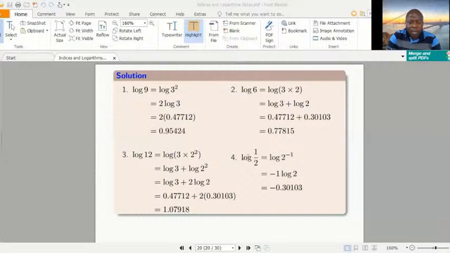Now, I want the log of a half. I ask myself, how do I write a half in terms of 2 or in terms of 3? And I notice that a half is just the same as 2 raised to negative 1. So I'm talking of log of 2 raised to negative 1. So the 1 can come here, negative 1. And I have negative 1 times log of 2. But log of 2 is known. Log of 2 is 0.30103. So when I multiply that by negative 1, then I arrive at this.